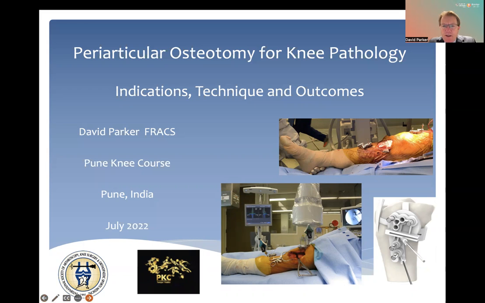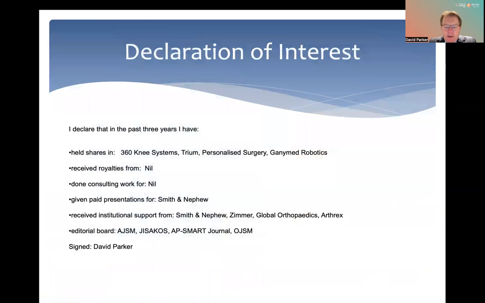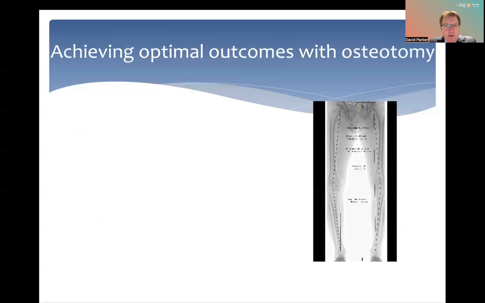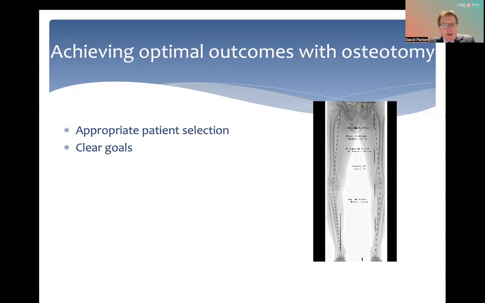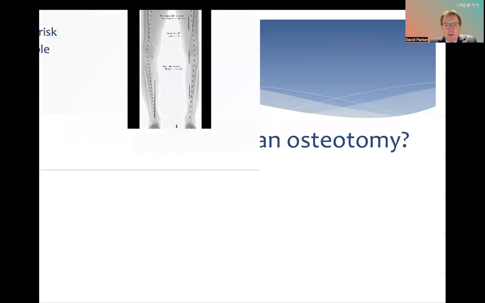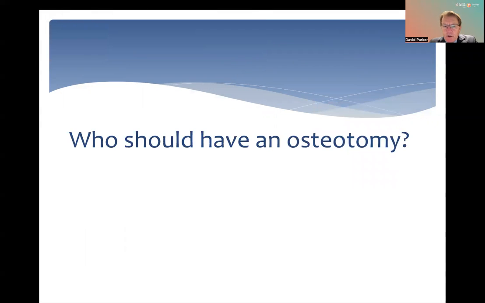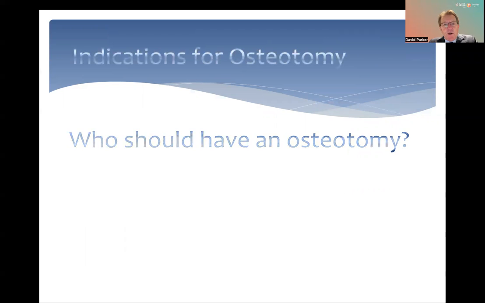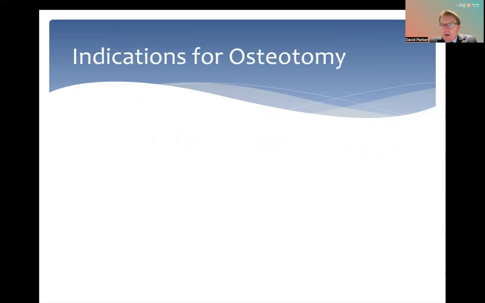I'm going to talk about my thoughts about osteotomy around the knee. These are my disclosures. Achieving optimal outcomes with osteotomy requires appropriate patient selection and clear goals for the procedure. It needs to be a safe procedure with minimal risk of complications. It needs to be fairly easy, accurate, and reproducible to do, and allow an accelerated recovery and lead to predictable outcomes.